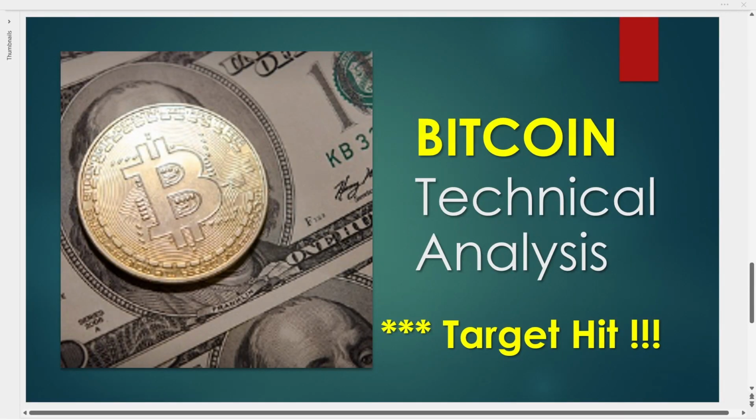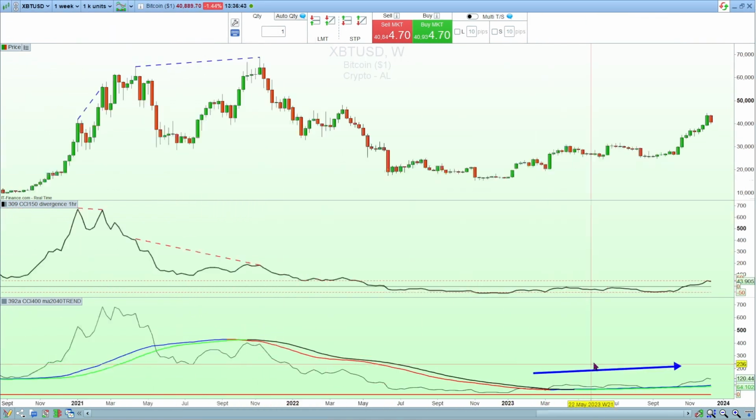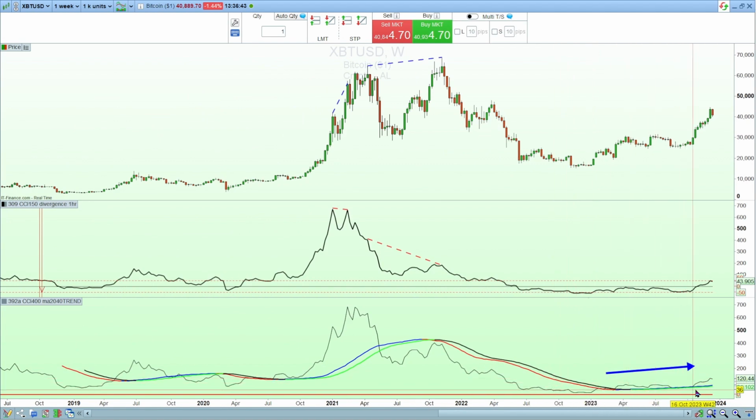Today's analysis is on the Bitcoin charts. So looking at the chart in particular on the weekly and daily and hourly. If you look here on the weekly first off, you can see our CCI 400 is trending up with the CCI breaking above its moving average.